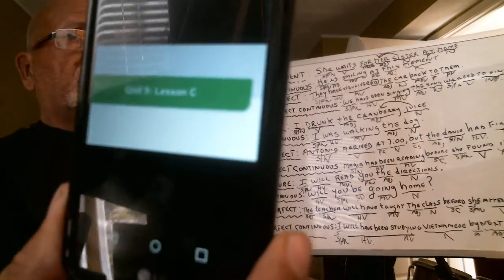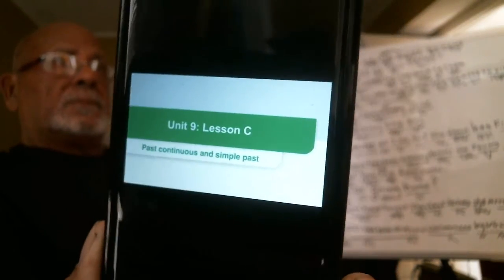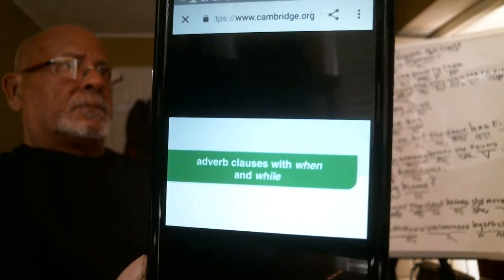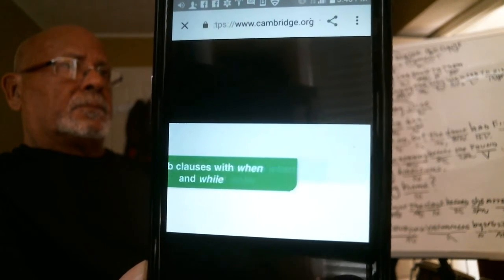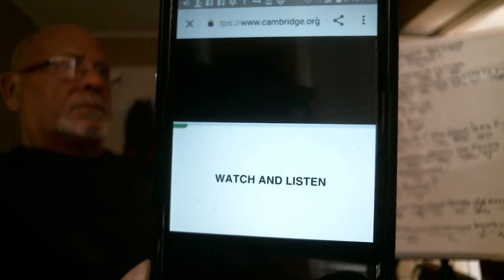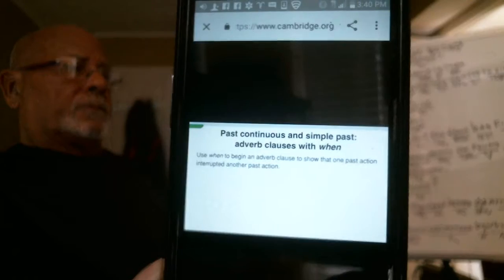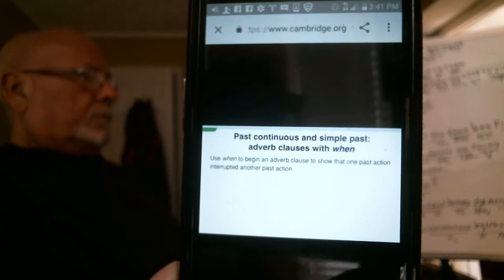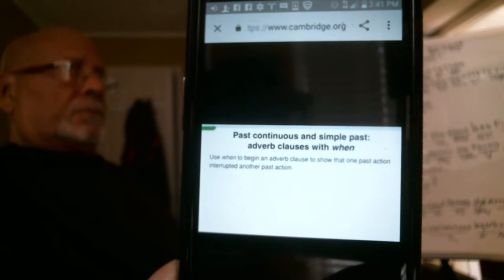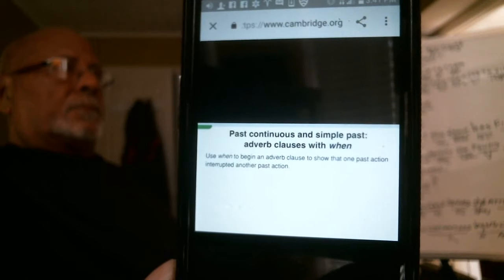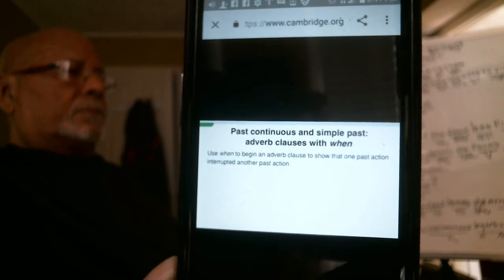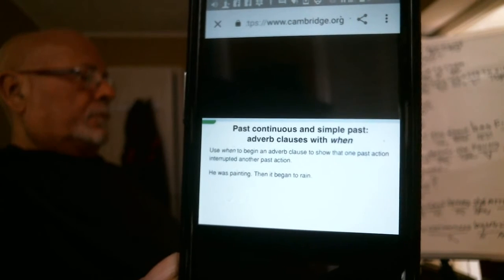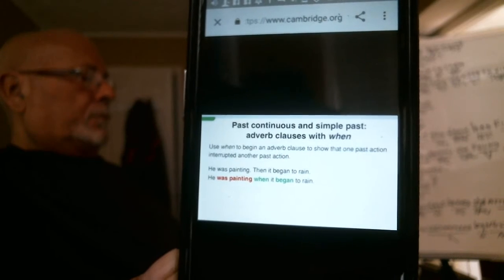Unit 9, Lesson C, Past Continuous and Simple Past. Adverb clauses with when and while. Watch and listen. Past continuous and simple past. Adverb clauses with when. Use when to begin an adverb clause to show that one past action interrupted another past action. He was painting, then it began to rain. He was painting when it began to rain.